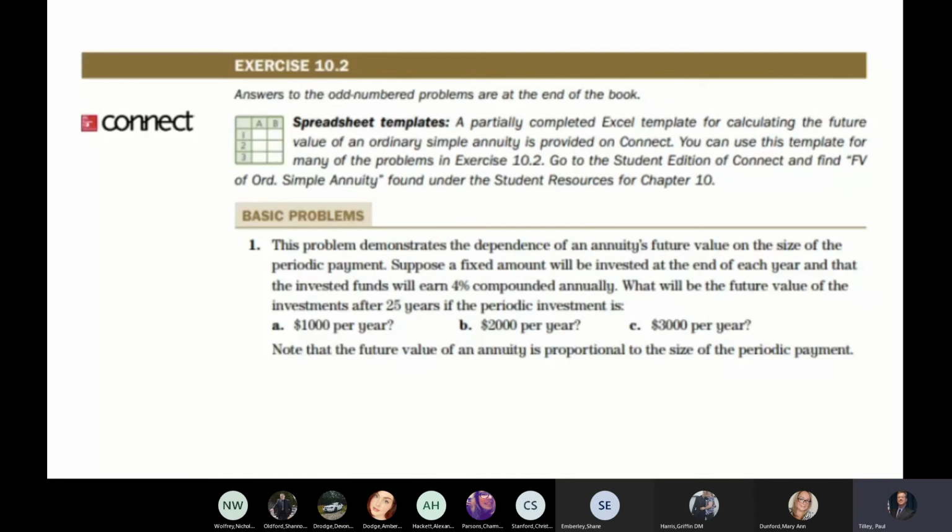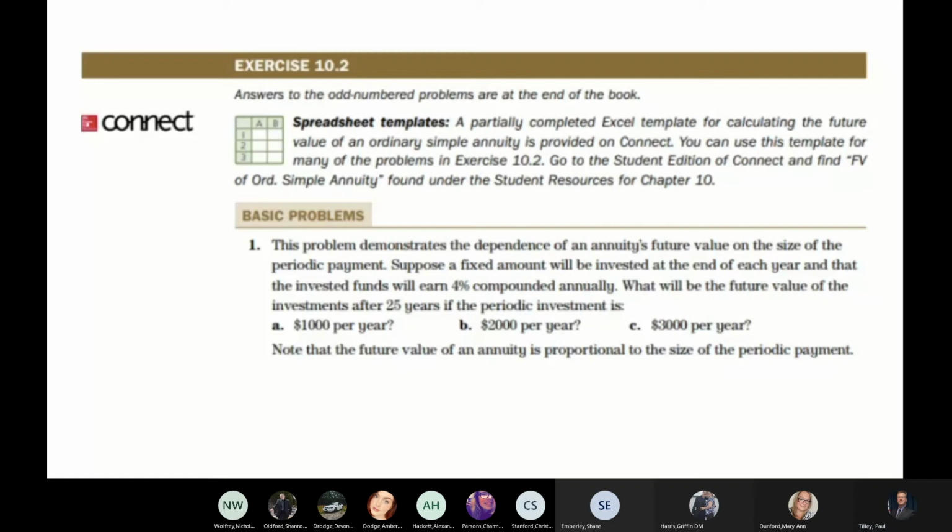Let's take a look at this straightforward one, number one here. This problem demonstrates the dependence of an annuity's future value on the size of the periodic payment. Suppose a fixed amount will be invested at the end of each year, and that the invested funds will earn 4% compounded annually. What will the future value of the investment be after 25 years if the periodic investment is?